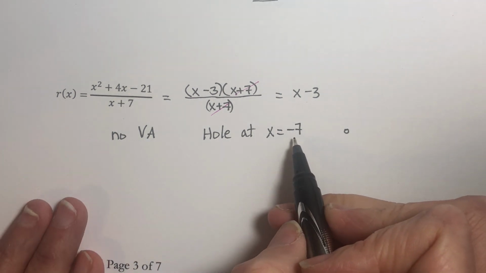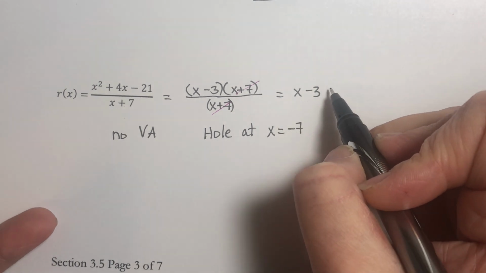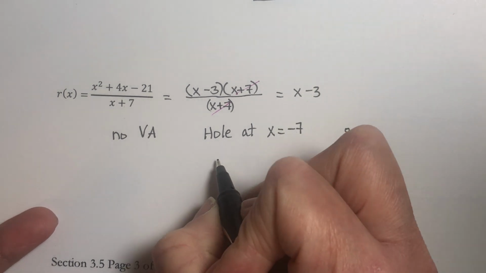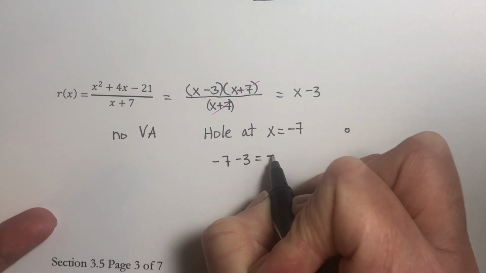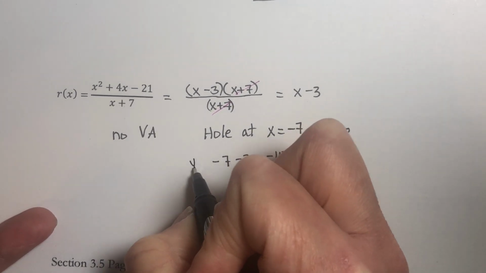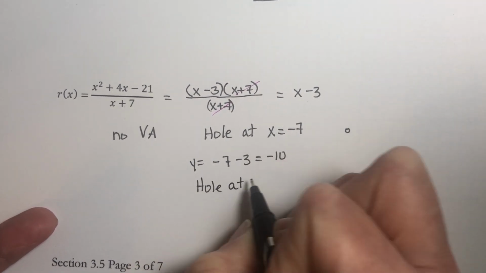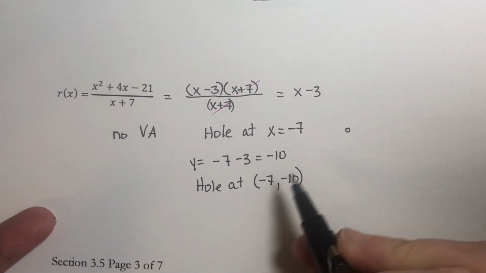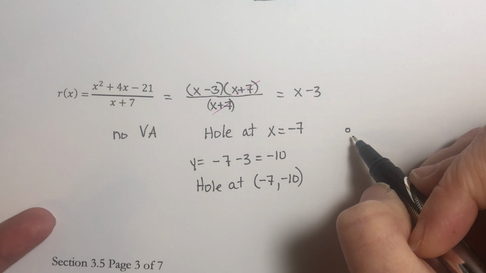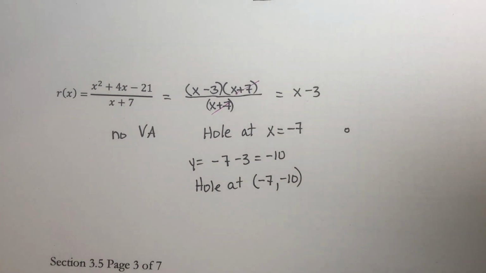So if I have a hole at -7, how do I find the y value for it? I take this value and I plug it in here in the reduced form. So I take -7 minus 3, and I get -10. And this would be my y value of the hole. So I have a hole at the point -7, -10. So at -7, -10, I would go draw a little circle, and I would know my graph appears to go through it, so it's nice to have, but it doesn't actually exist at that point.